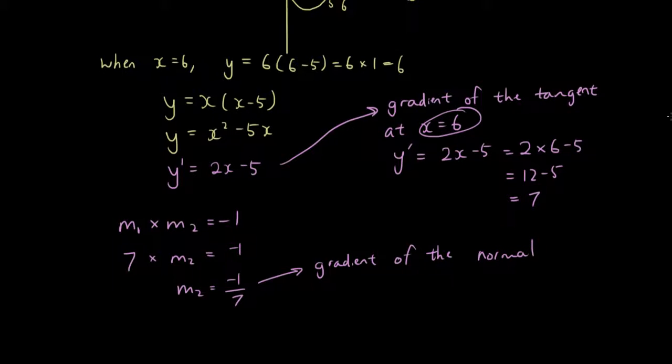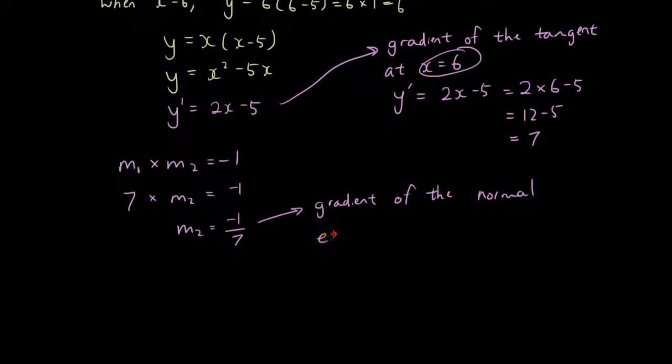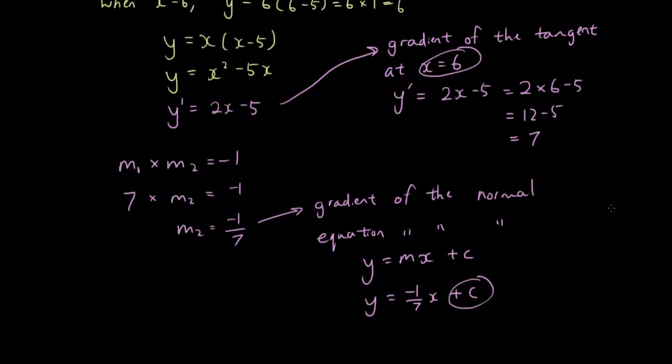So what is the equation of the normal? It will be a straight line equation, wouldn't it? Because it's a straight line, and all straight line equations are mx plus c. So we have the gradient, so let's put that in: negative 1 over 7x plus c. And then all we need to complete the equation of the normal is the y-intercept, c.